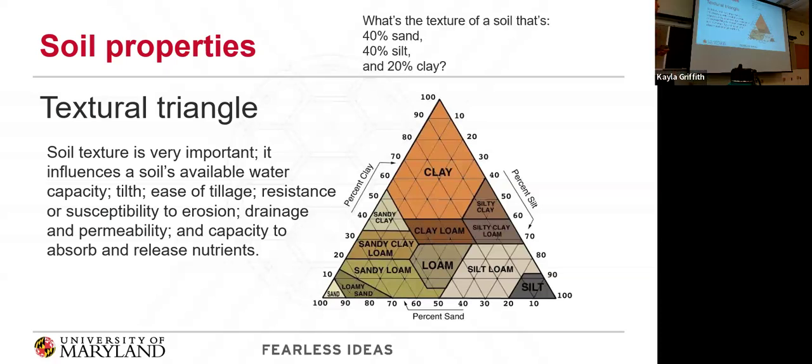Okay, here's your first question. So when you are using this triangle, say that you have 50% sand, you're going to find 50% sand and follow the lines up. Same with the clay and the silt. So the question is, what's the texture of the soil that's 40% sand, 40% silt, and 20% clay?